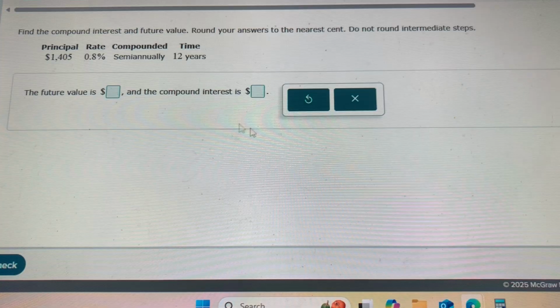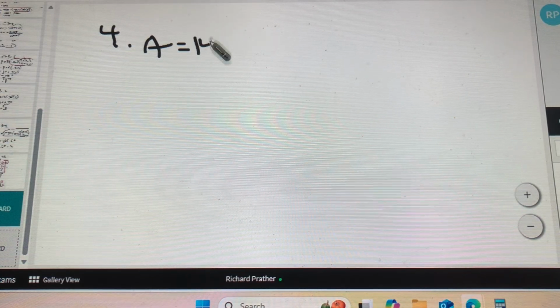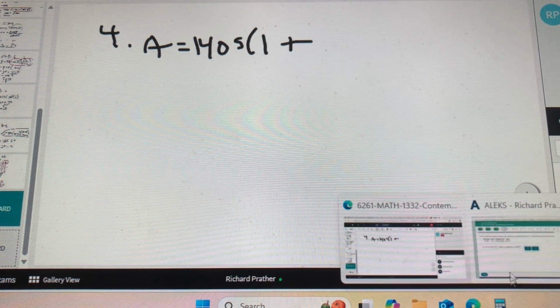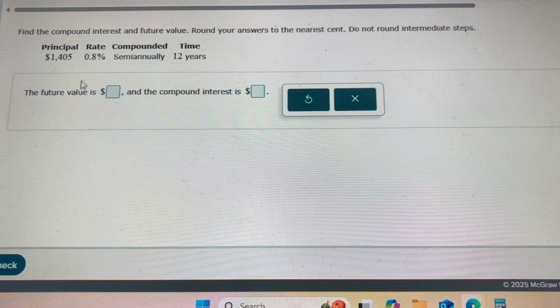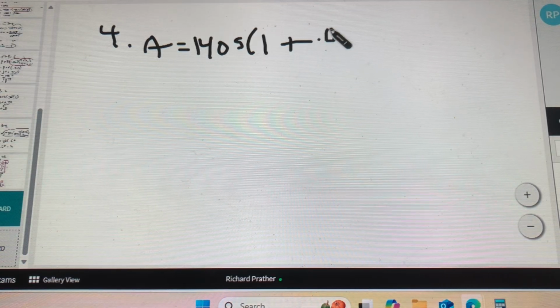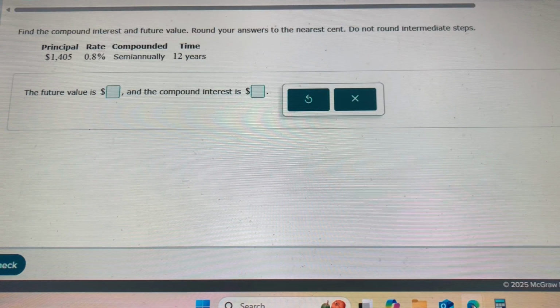Same problem except semi-annually. So $1,405 is the initial investment or loan amount. The interest rate is 0.8%, so you have to move the decimal over twice. So that's really 0.008, not 0.08. Watch out for something like that. Semi-annually means you put a 2 in the denominator and a 2 in the exponent. Those two numbers always repeat. And then the time is 12 years.